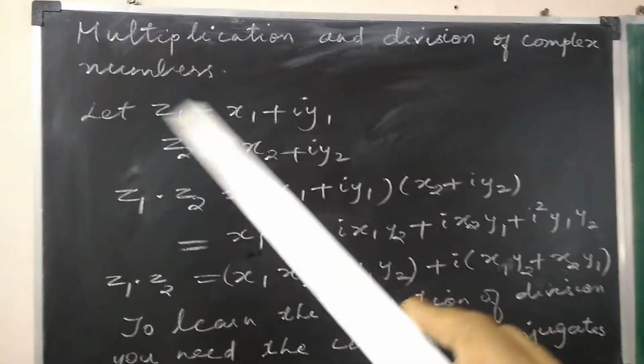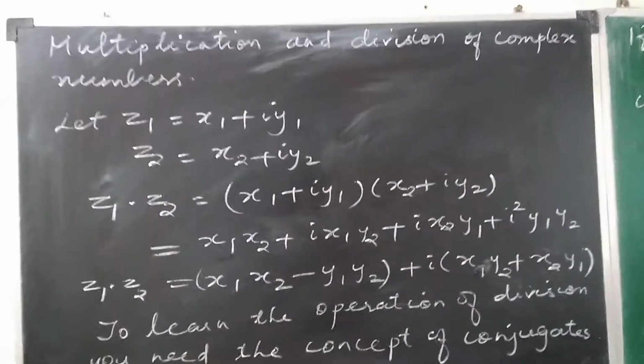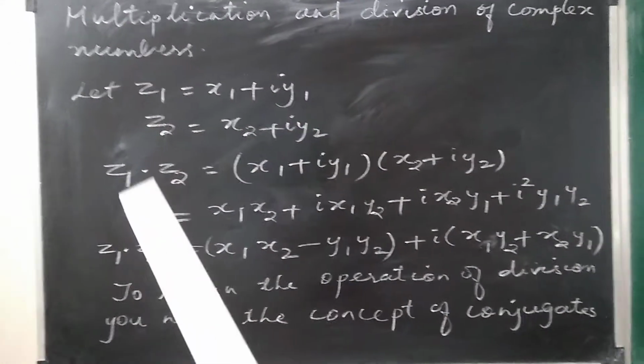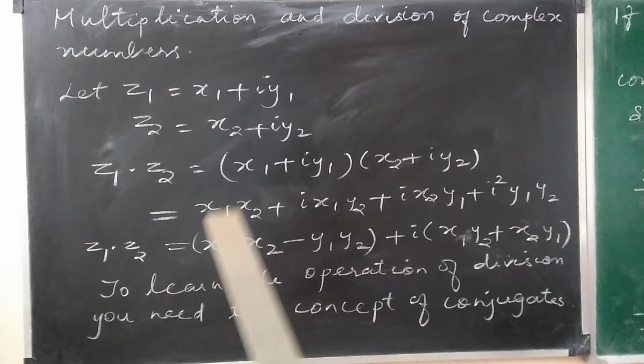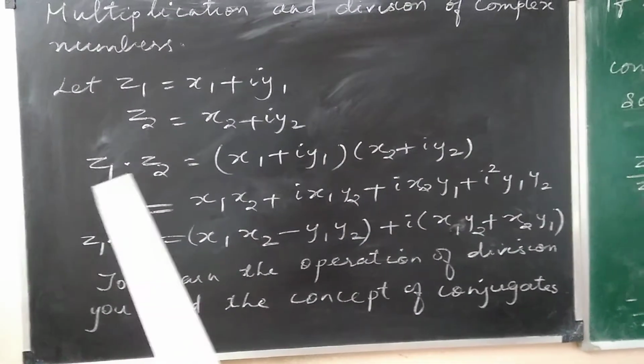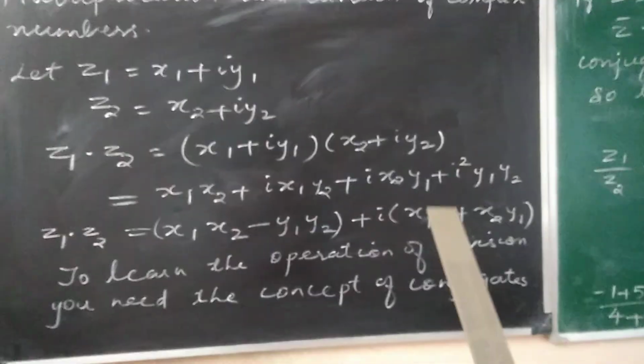In this video, we are going to discuss how to multiply and divide complex numbers. So, multiplication first. Suppose Z1 is x1 plus iy1 and Z2 is x2 plus iy2. The product can be calculated just like how you multiply two brackets.